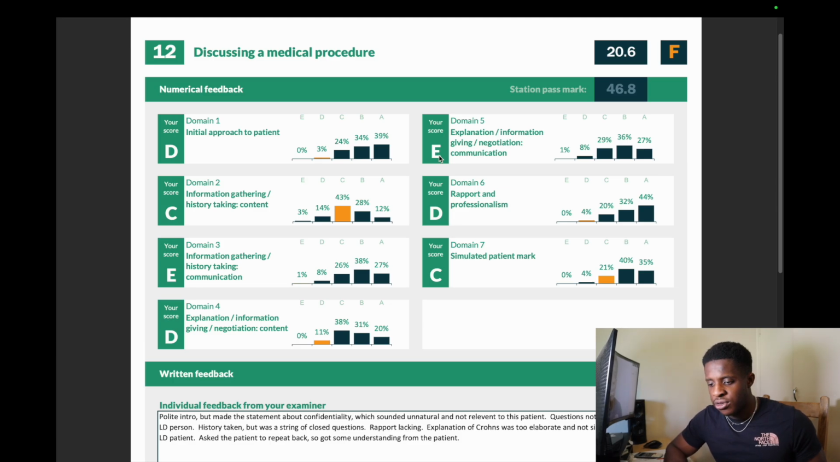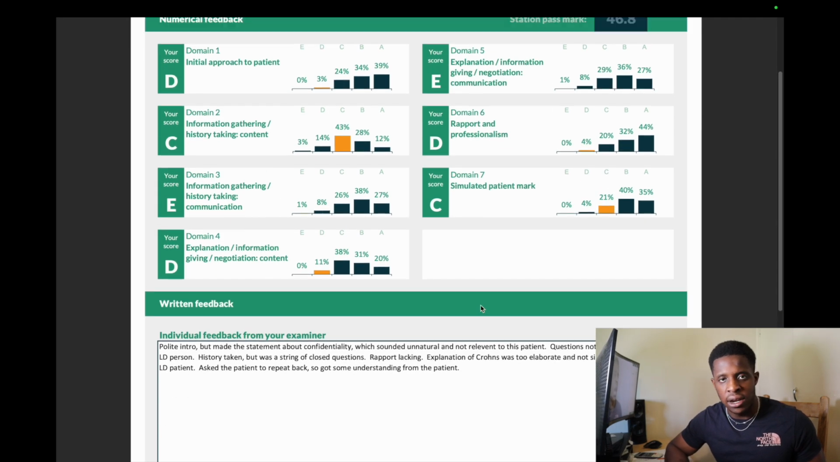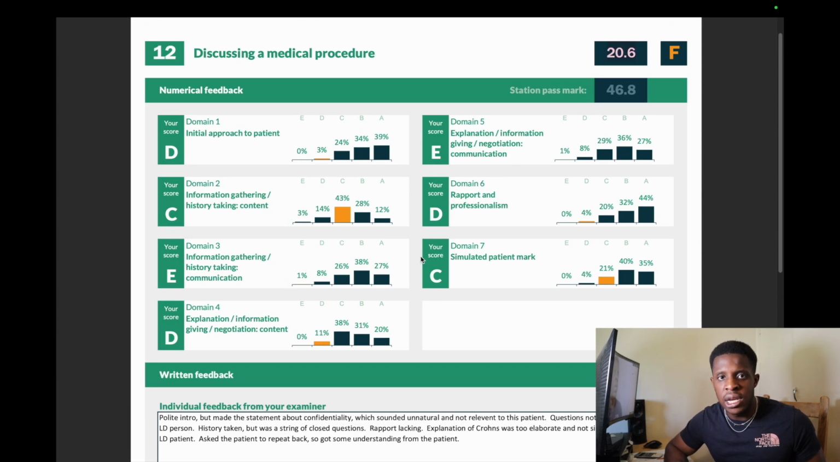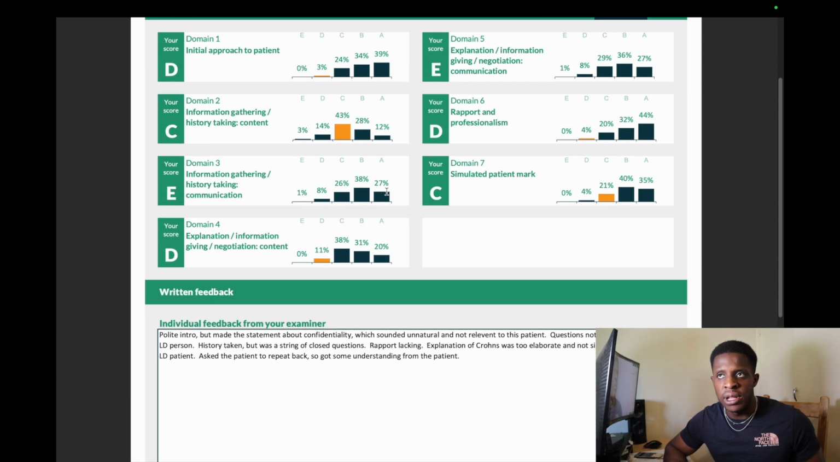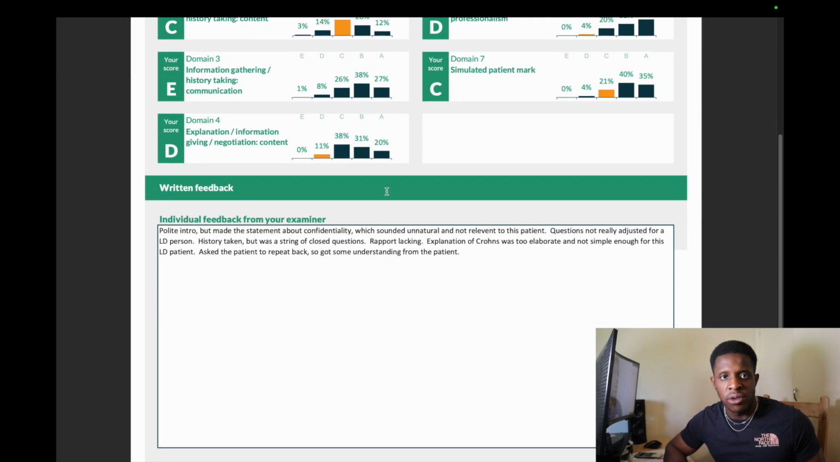But let's read it. Polite intro, but made a statement about confidentiality. So don't make that statement about confidentiality in every station like I did. Only mention it when you actually feel there's a need to escalate or to break confidentiality. If you feel a child lacks competence or is at risk of harming themselves and you need to escalate, or if you're worried about domestic violence in a woman who has dependents at home, like children that could be at risk, then you mention it. But obviously in some cases it really just messes up your score for the initial approach. In some stations they'll maybe let you off and give you a C or a B, but in this case I got a D, which only 3% of people got.